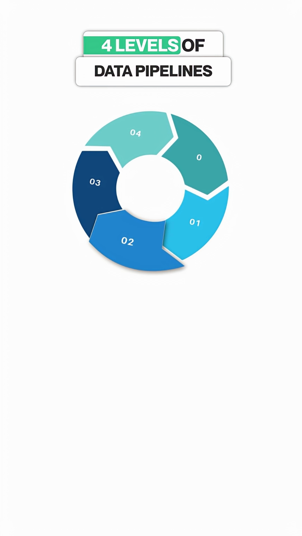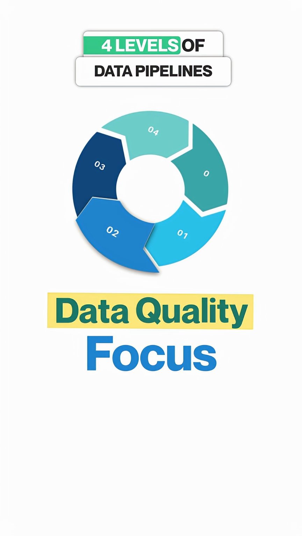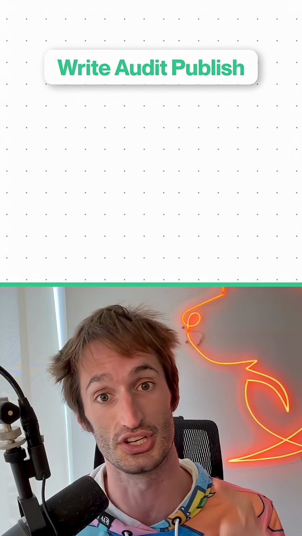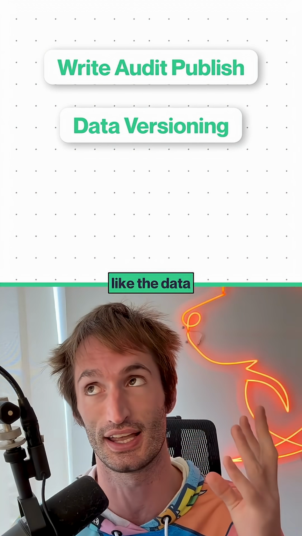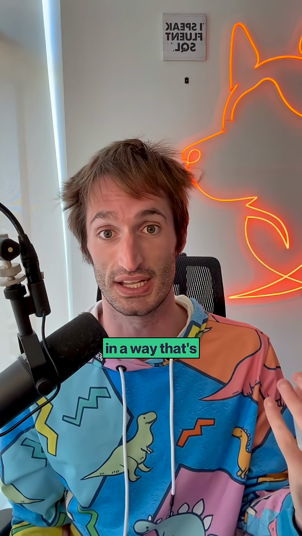Level 2 is where you are now thinking not just about moving the data and transforming the data, but also the quality of the data. Can you do things like write, audit, publish, and versioning your data and understanding the data pipeline processing patterns? Because sometimes you can process data in a way that's inefficient, even though it does get you the right answer.